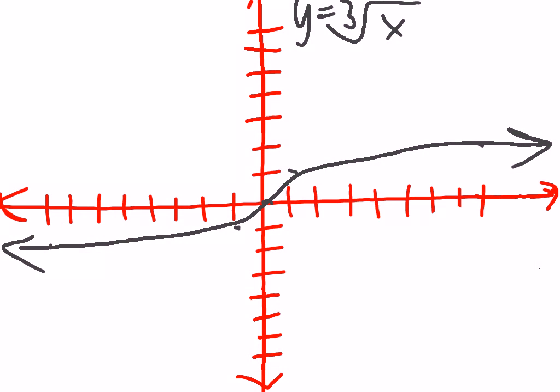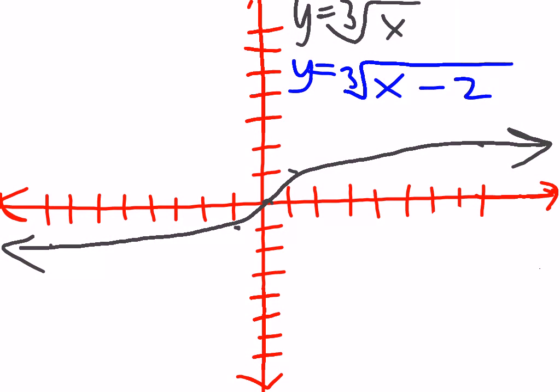Now we're going to look at the new graph, y equals the cubed root. Sorry, this is a little hard to write out properly with my finger. The cubed root of x minus 2, all under the radical, plus 3, which is outside of the radical. Okay, so let's do that using transformations.